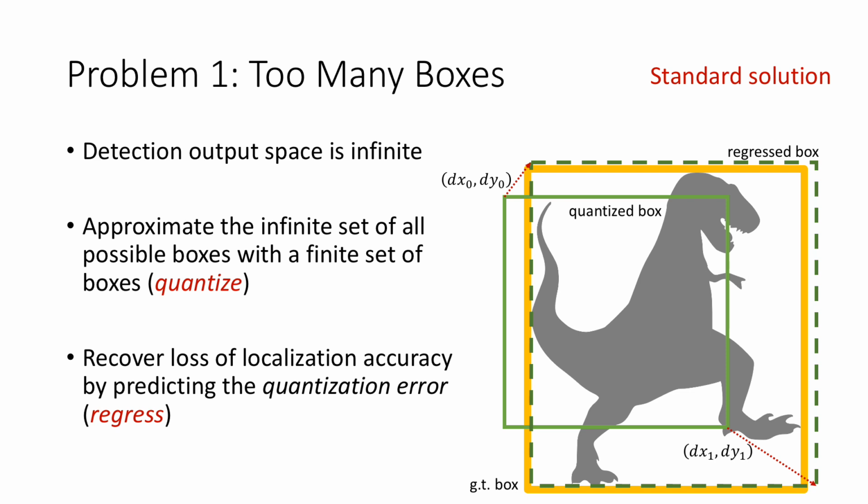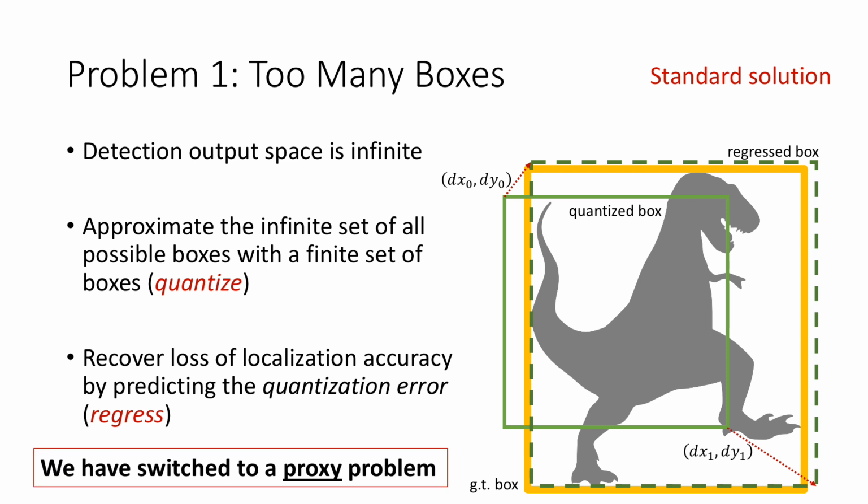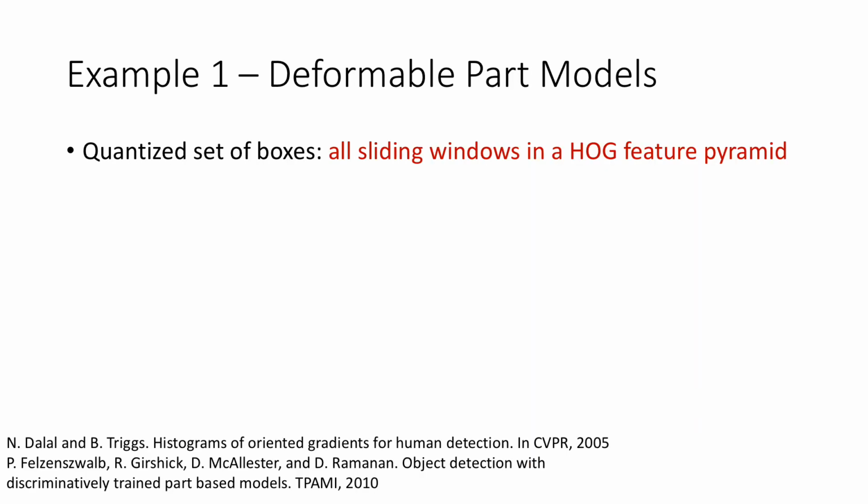To address this loss of localization accuracy, we can introduce an additional task. We can add a regressor to the model that will be trained to predict the quantization error. If it can be trained well, the regressor will transform the inaccurately localized quantized box into an accurately localized box. To recap, to address the problem of too many boxes, we have switched to a new proxy problem that now involves both a classification and a regression task.